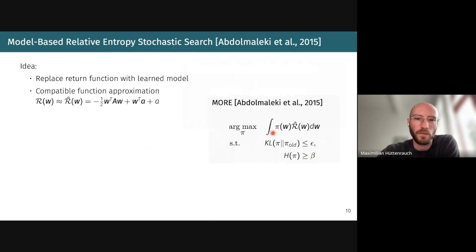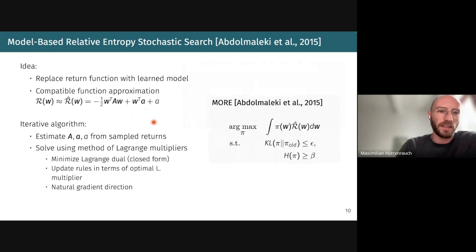replace this return function with a learned model. And it's actually quite a simple model because it's only a quadratic in W. But choosing it this way gives some nice properties, because we can solve the whole thing in closed form. If we choose the pi to be a Gaussian, then these are the compatible features, and we can just solve everything in closed form.